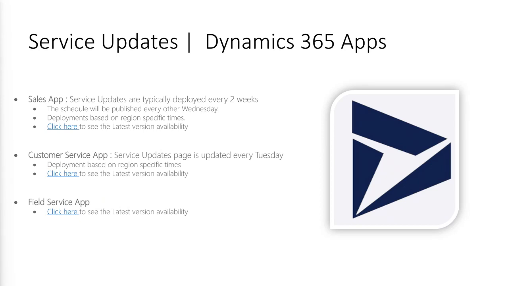All right, so we just covered the service updates for the Dataverse. Now we have the service updates for all the Dynamics apps. As I said, if you go through these links, you will see the latest version available for each packaged app or first-party app for the Dynamics environment. So you have sales, customer service, and field service apps, and you can easily go there to learn more about the deployment schedule of the service updates, and to understand which latest updates have been applied to your app and when.